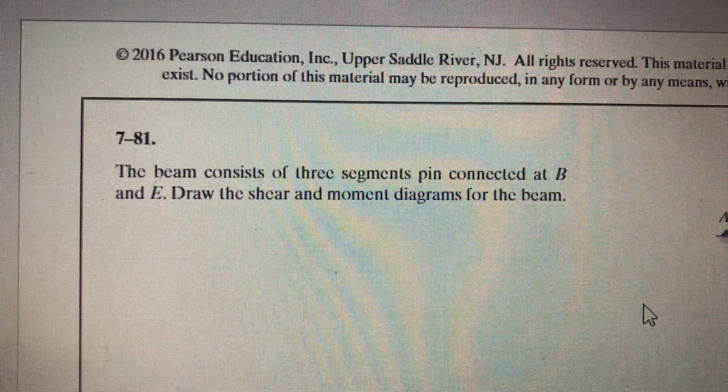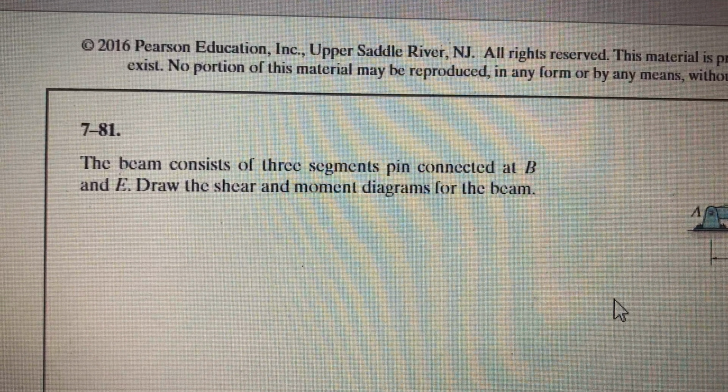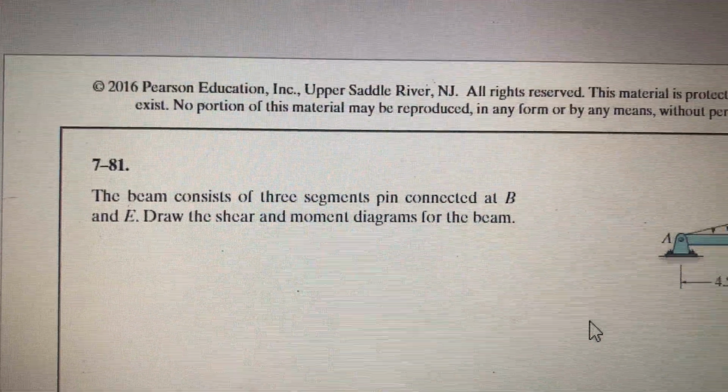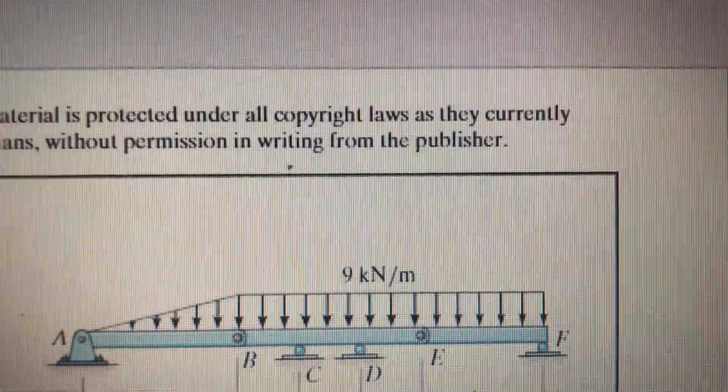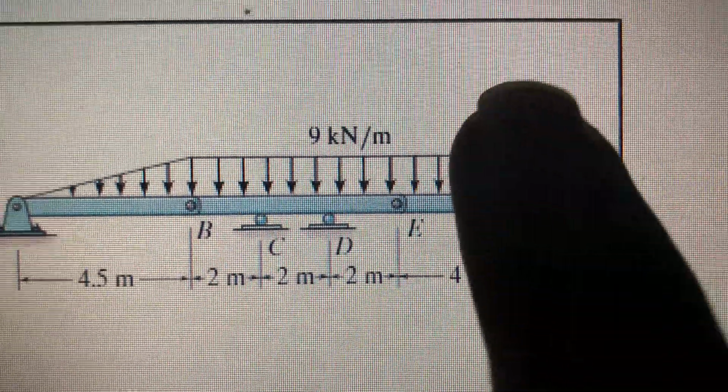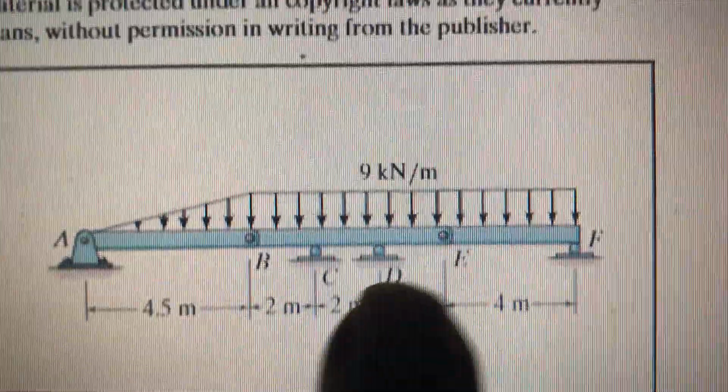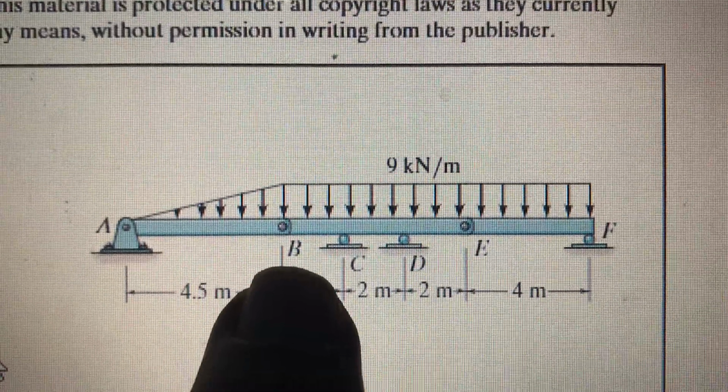781. The beam consists of 3 segments pin connected at P and E. So there are 2 pins. You can see pin at E. What is it? Pin E and pin P.